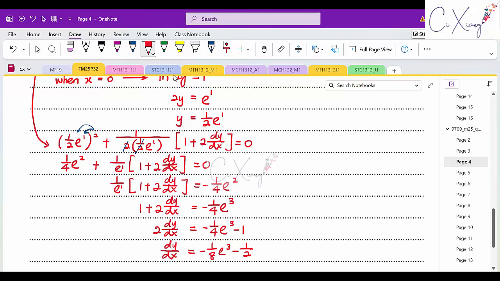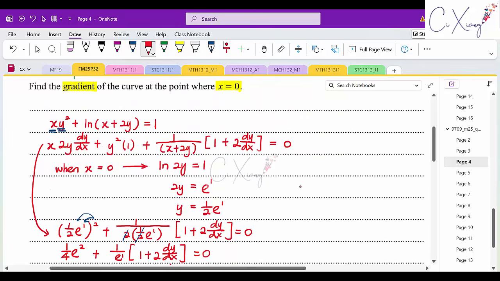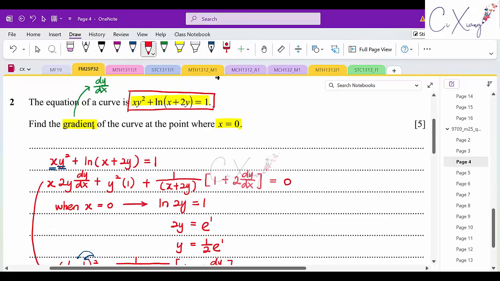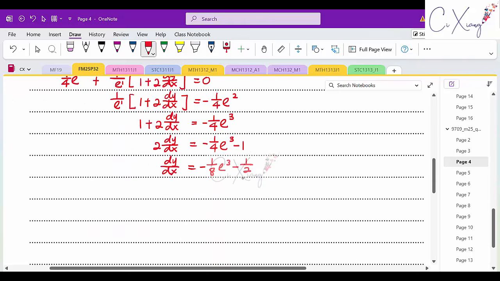Alright, so let's have a look at this question again. What is the value that they asked us? They said the gradient of the curve, but they didn't fix what kind of pattern they want for the final answer. Do they want the exact value or the decimal number? If you want to keep your answer in exact value, this will be the answer for exact value.